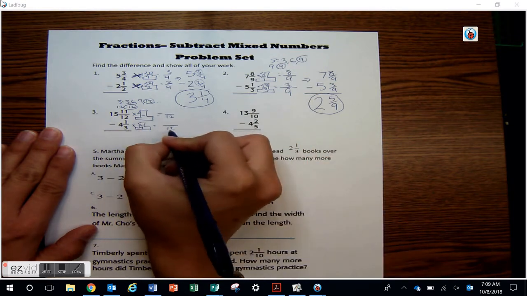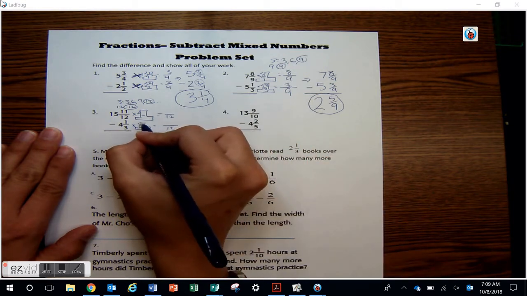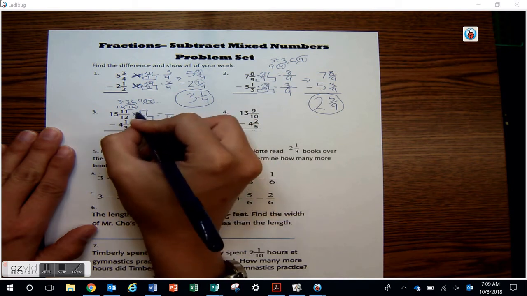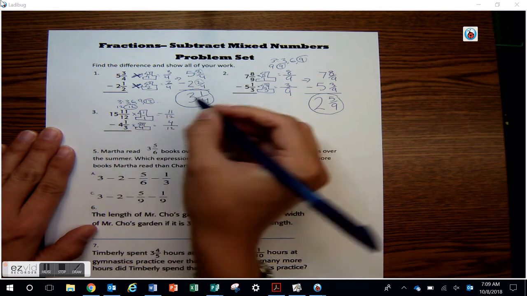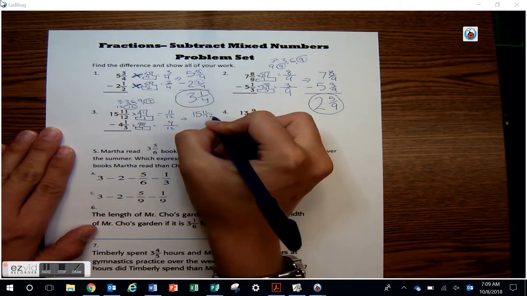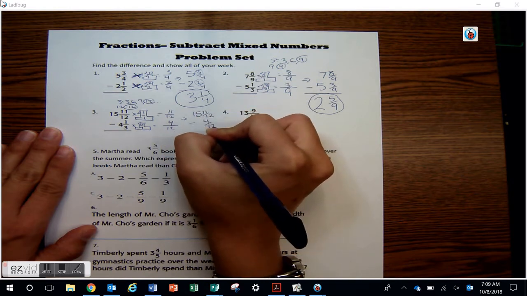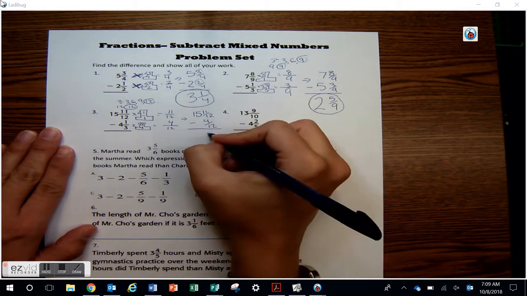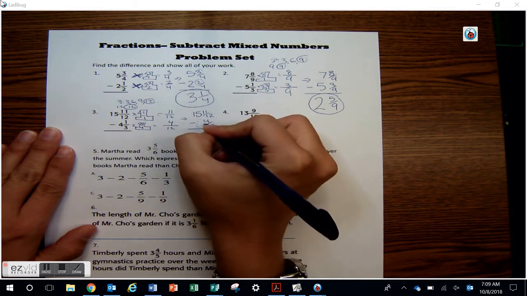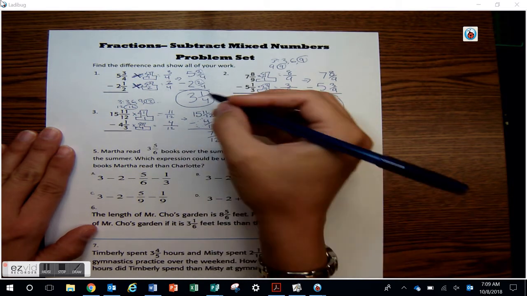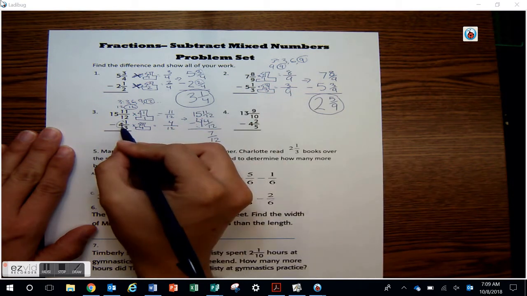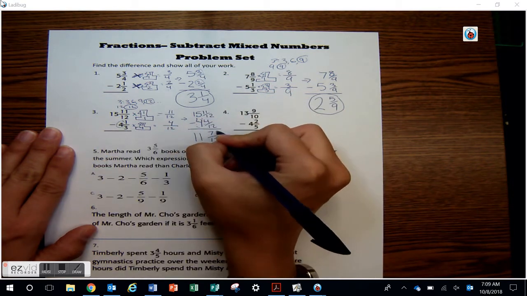3 times 4 is 12, so that I keep this the same value. 1 times 4 is 4. 12 times 1 is 12. 11 times 1 is 11. So I'm going to rewrite this as 15 and 11/12 minus 4/12. 11/12 minus 4/12 gives me 7/12. 15 minus that invisible, oops, it's a 4. 15 minus 4, can't forget that 4. 15 minus 4 is 11.